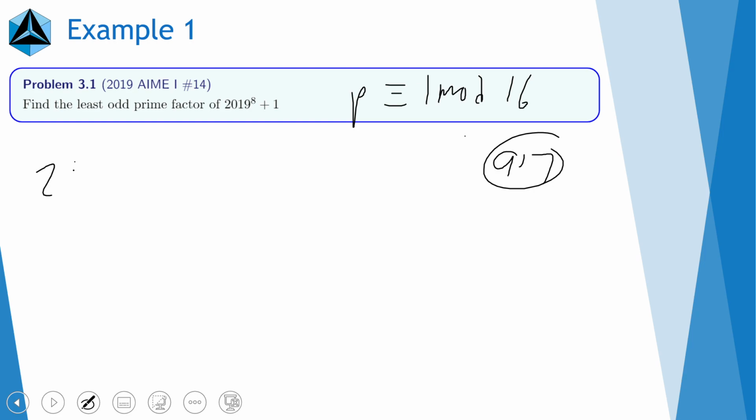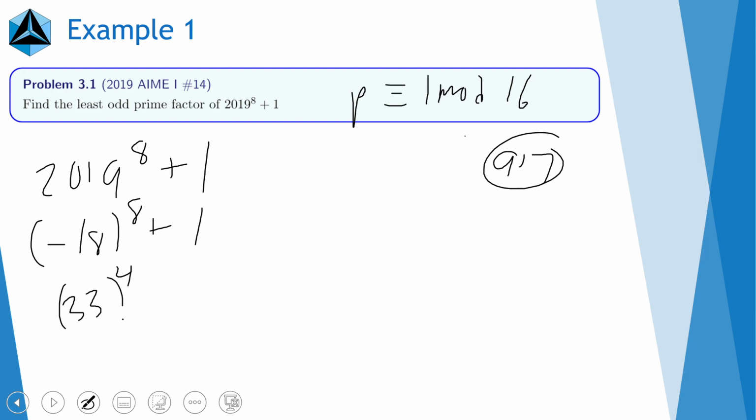We'll try to evaluate 2019 to the 8th power plus 1 mod 97. This is just basic modular arithmetic right here. Nothing special. So this becomes negative 18 to the 8th plus 1, which becomes 33 to the 4 after you square that, plus 1, which becomes 22 squared plus 1, which becomes 485. This is all under mod 97. And we see that 485 is equal to 5 times 97.